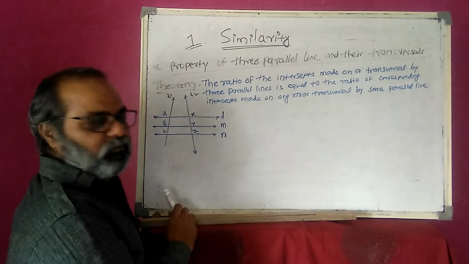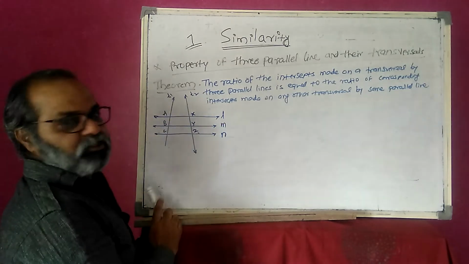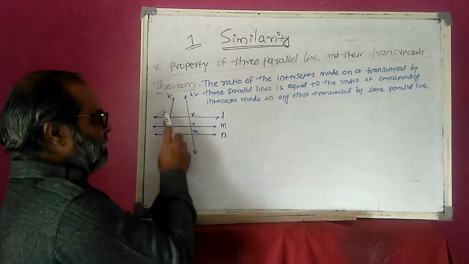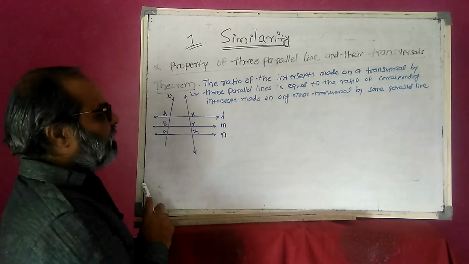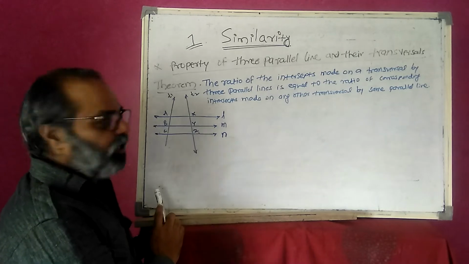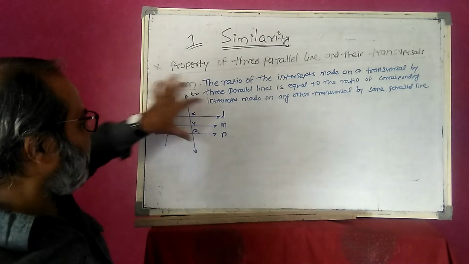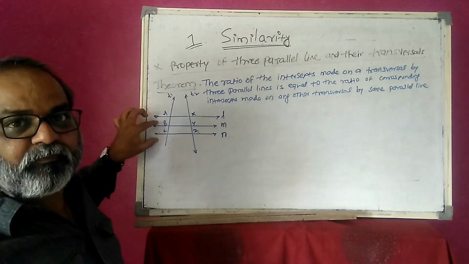So the given says three lines are parallel to each other and there are two transversals T1 and T2. T1 intersects line L at A, line M at B, line N at C, and T2 intersects line L at X, line M at Y, and line N at Z. So the intercepts made by T1 on lines L, M, N are AB and BC.